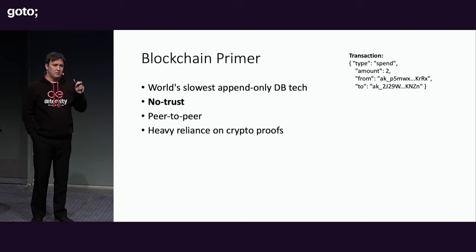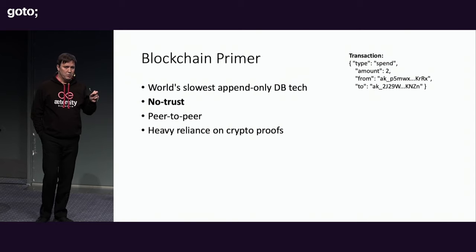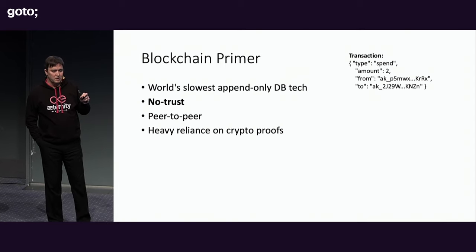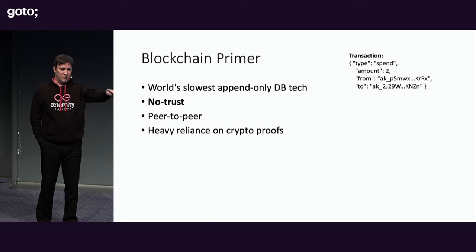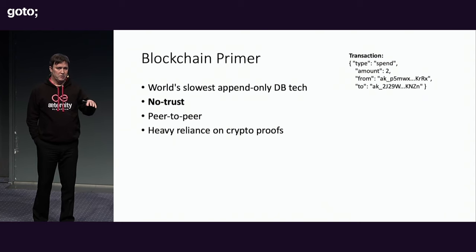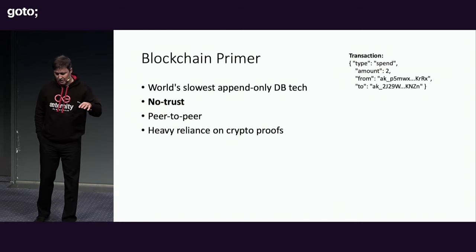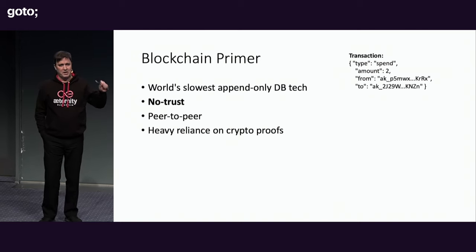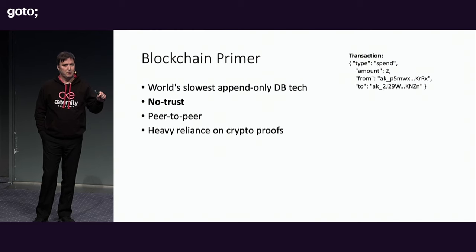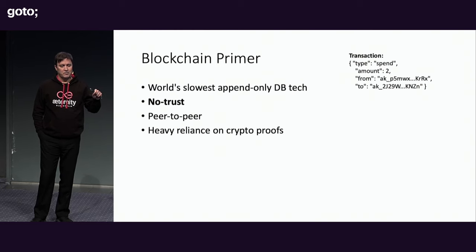The thing that is really key to blockchain is no trust. So you have essentially a peer-to-peer network of nodes participating in a chain, so it's fully distributed, and you don't have to trust any other participant in the network.